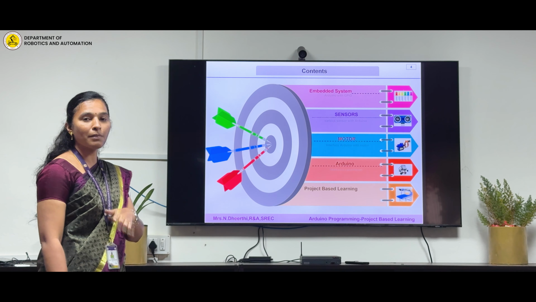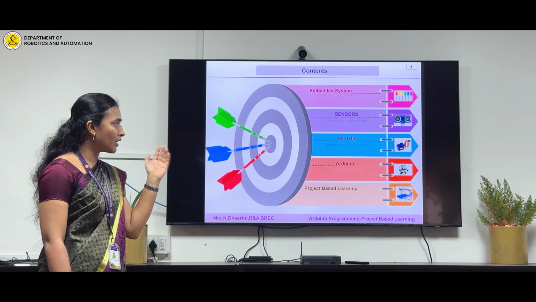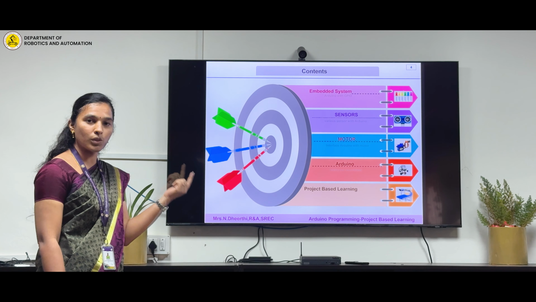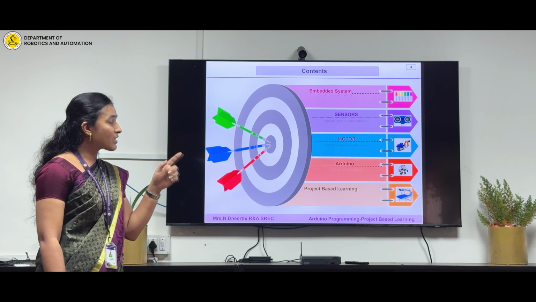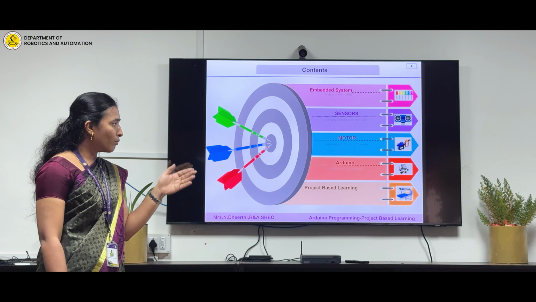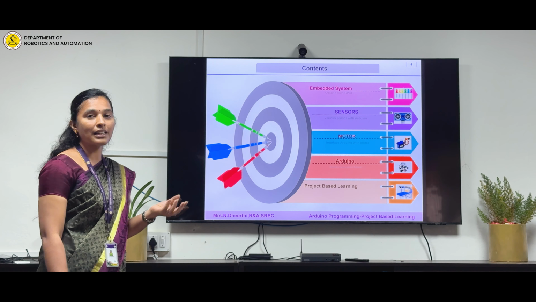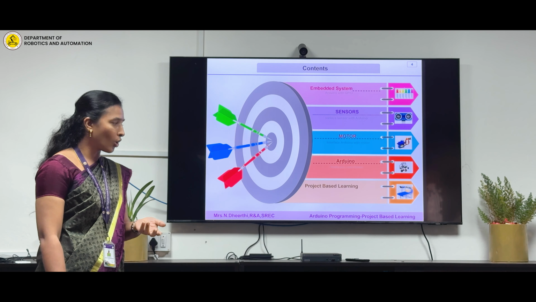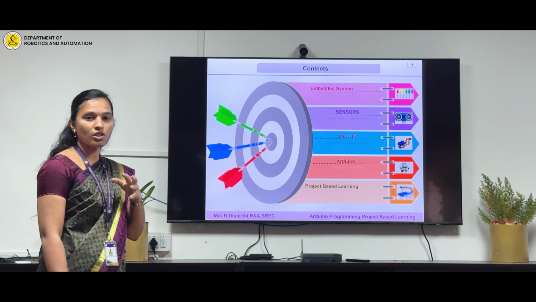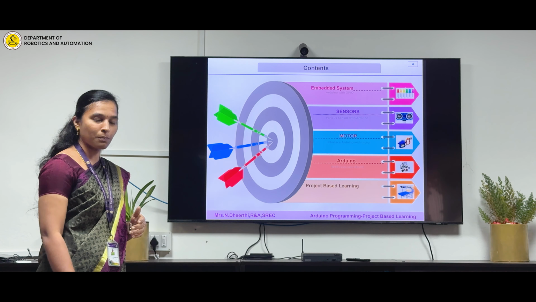In the forthcoming lectures, I will be telling about sensors and how to interface various sensors with an Arduino board, along with motors and other components, and how to build a simple robot using an Arduino, through various projects which are hands-on training in a project-based learning style.